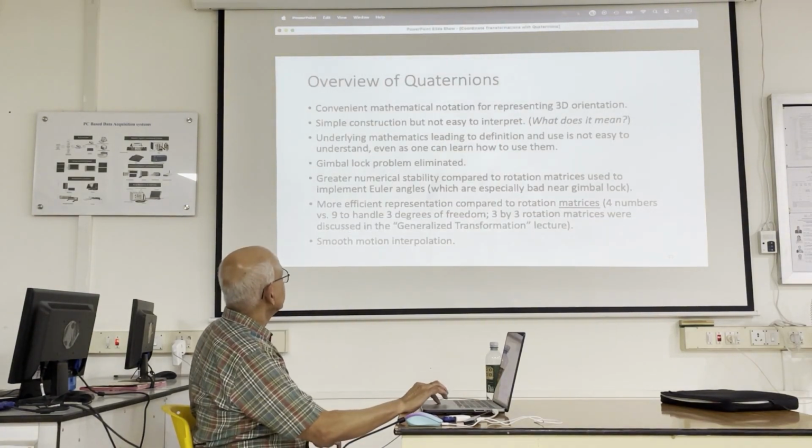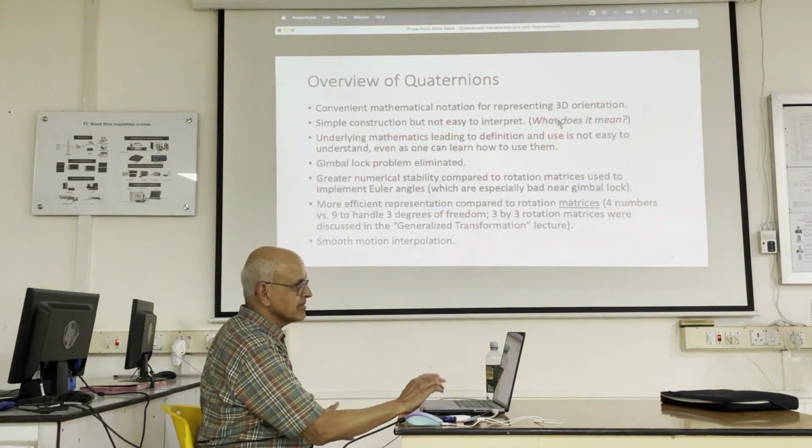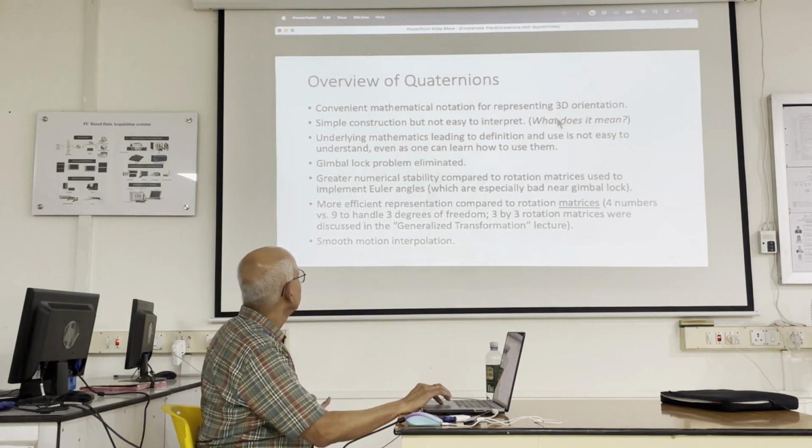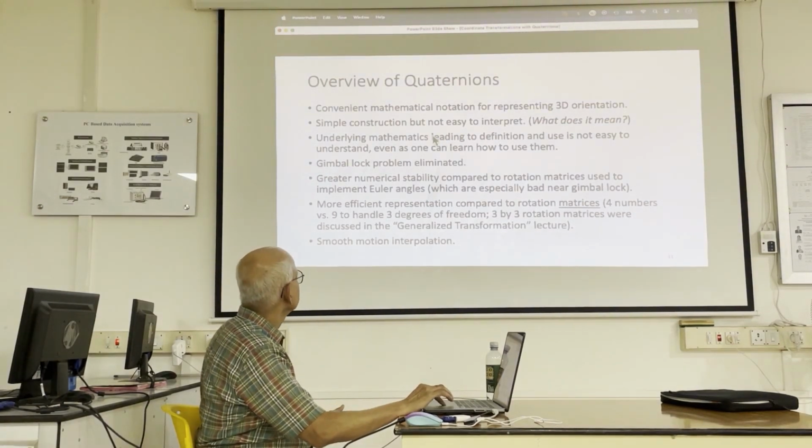It's a convenient mathematical notation for representing 3D orientation. It's not easy to interpret exactly what it means. We know how to use it. But if you watch those videos, you'll know what it means. The underlying mathematics leading to the definition and use is not easy to understand, even as one can learn how to use them. Gimbal lock problems are eliminated, and there is numerical stability.